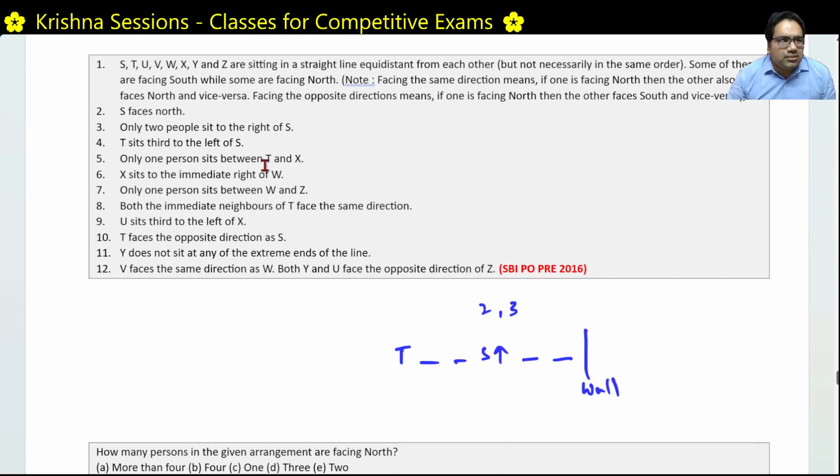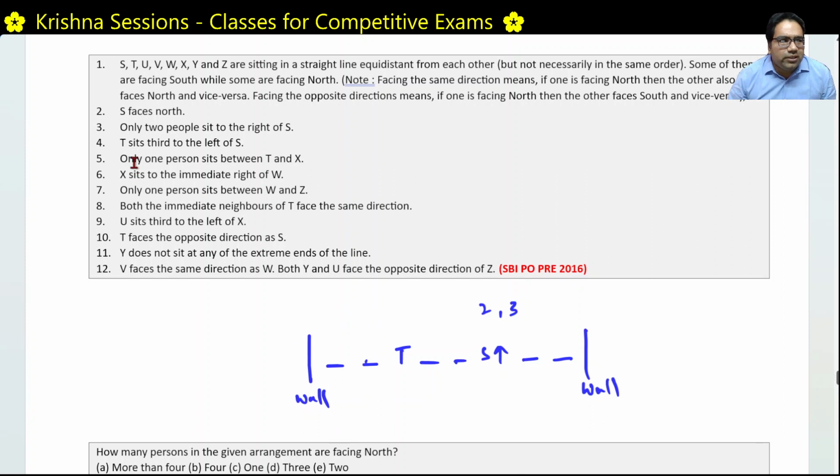Only one person sits between T and X. Very good. Total, how many people are there? Eight people are there. So what is the overall structure? With this, six are done. There is one more slot here, one more slot here. Let's assume this is the wall. So this is the total structure.